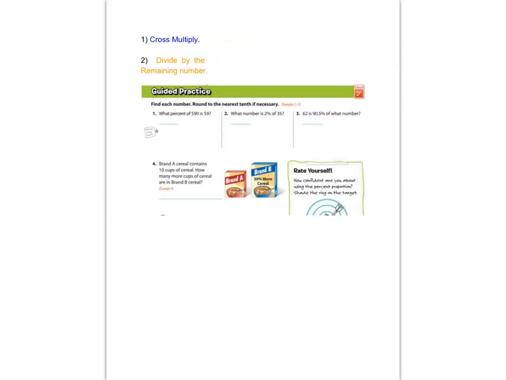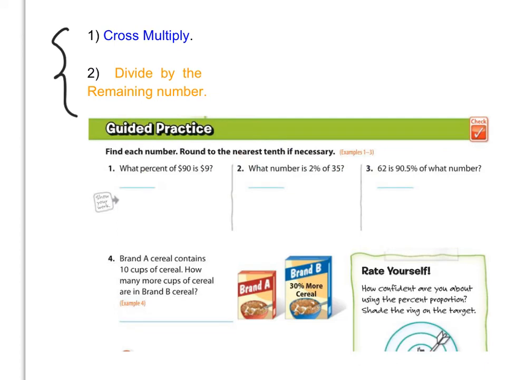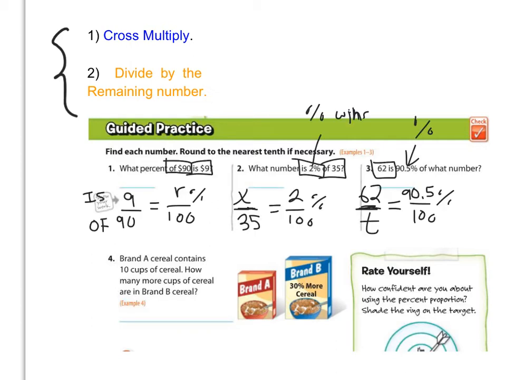Okay, so starting out, we're going to use the percent proportion to find the missing part, the missing whole, or the missing percent. Remember, there's really only 2 steps to this. After you set it up, you're going to cross multiply, and then you're going to divide by the remaining number. Yesterday we practiced setting up the problem for guided practice 1, 2, and 3. So I'm going to go ahead and set those up so that we can start where we left off. All right, so let's go ahead and just jump right into it, okay?